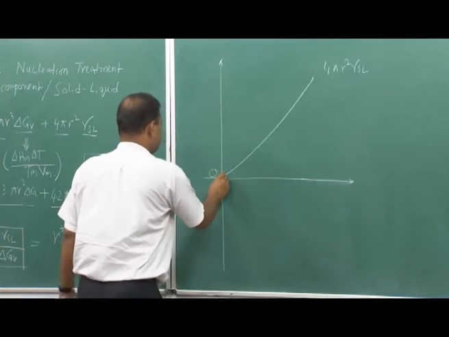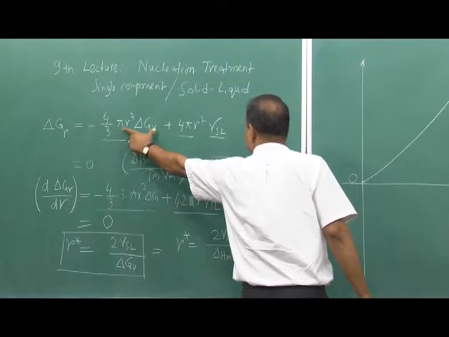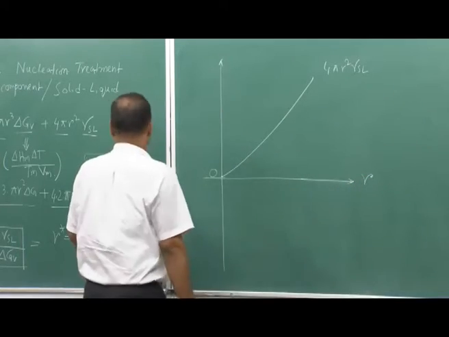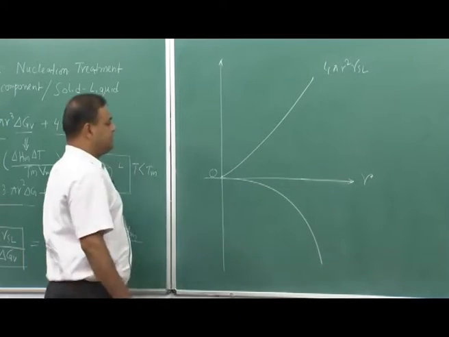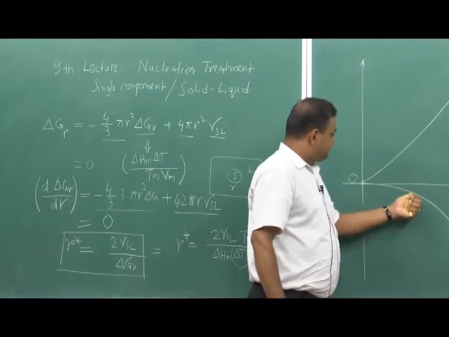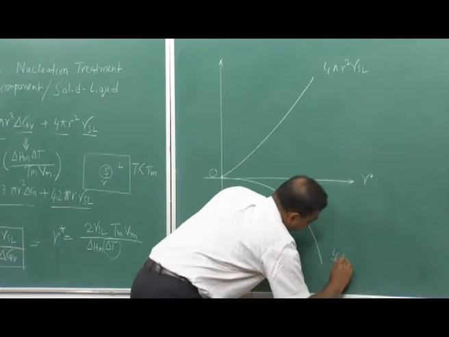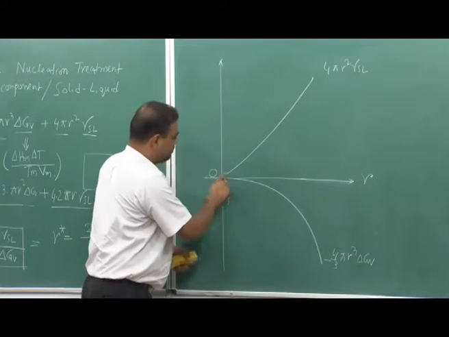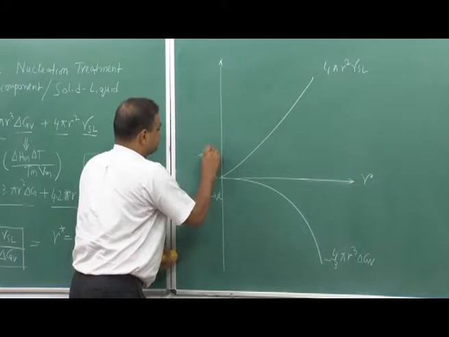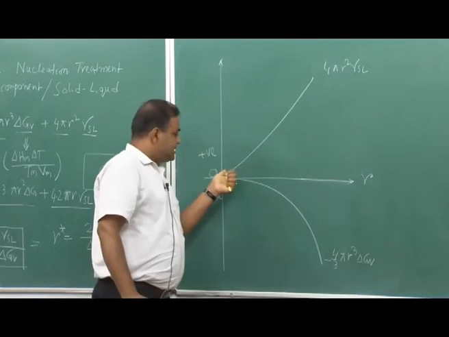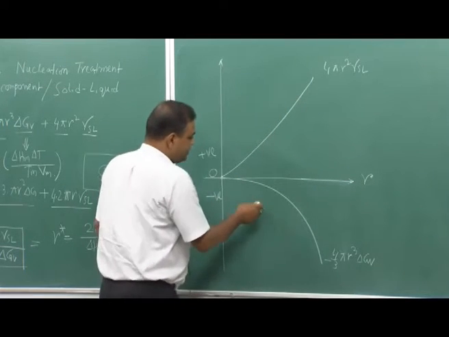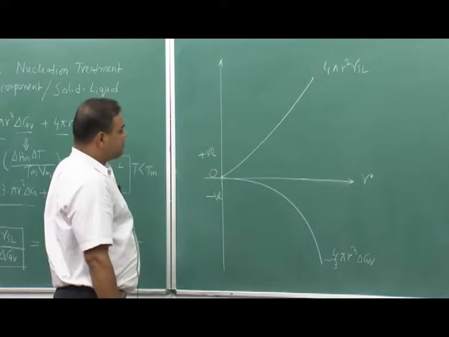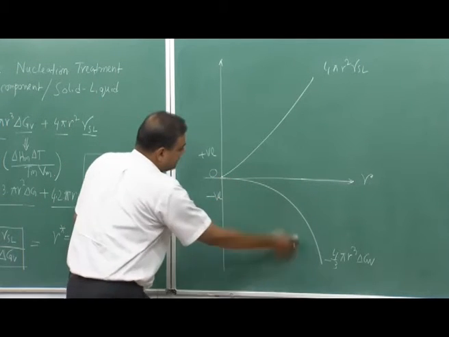Similarly, I can also have a plot of this particular term as a function of R. This term would vary like this. Since it is 4 by 3 pi R cube delta G V and there is a negative sign, that is what we have taken to the negative side, and this is the positive side. At the same time, this is a positive energy, this is a negative energy, and this varies as R to the power cube, so its variation would be like this.